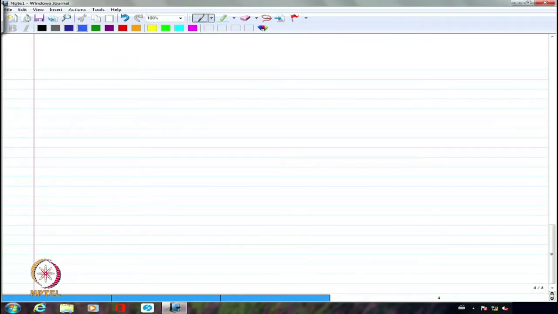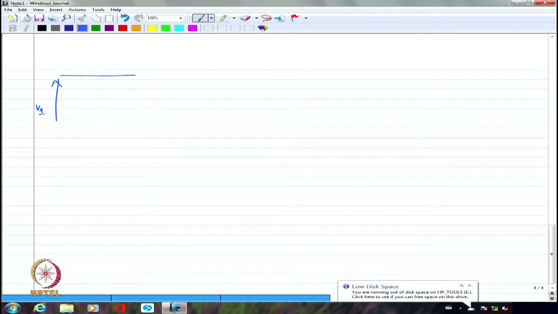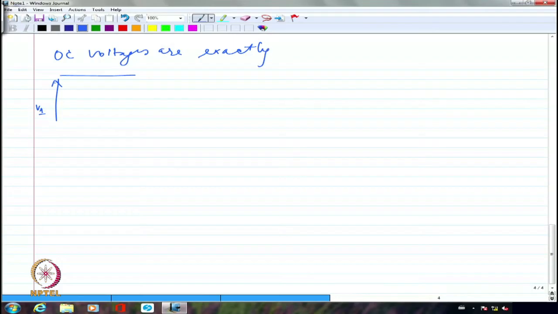Let me show that I am applying a voltage V1. There are two cases I am going to discuss. In the first case, I am going to assume that the open circuit voltages are exactly the same, which is very unrealistic, but nevertheless one of the simpler cases. So, we are starting off with the simpler case. OC voltages are exactly the same. This is case 1.